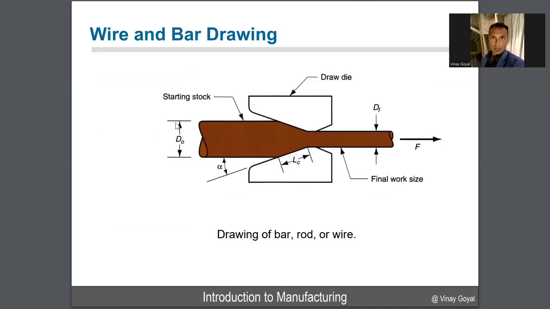So here you have my initial diameter, the final diameter, the force applied. This is your final work size. This is a draw die, and here's your length of contact. And that's your angle there of that die.